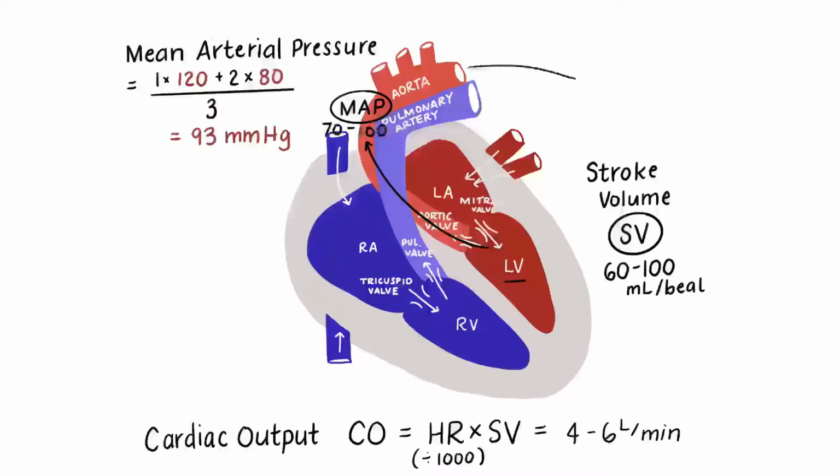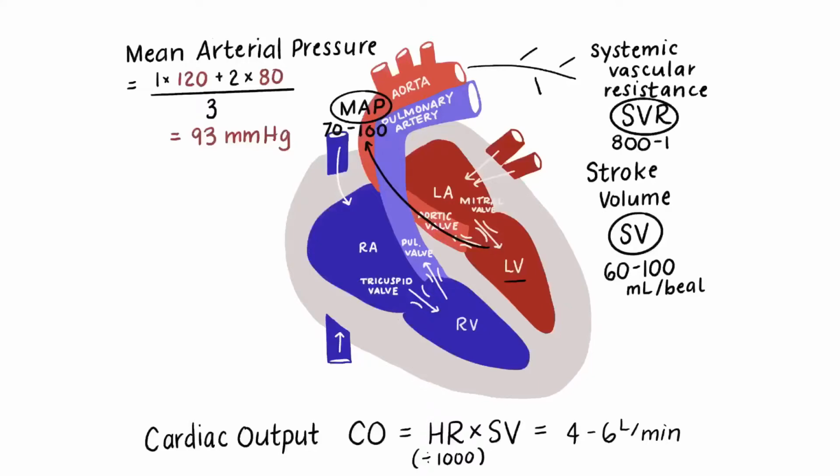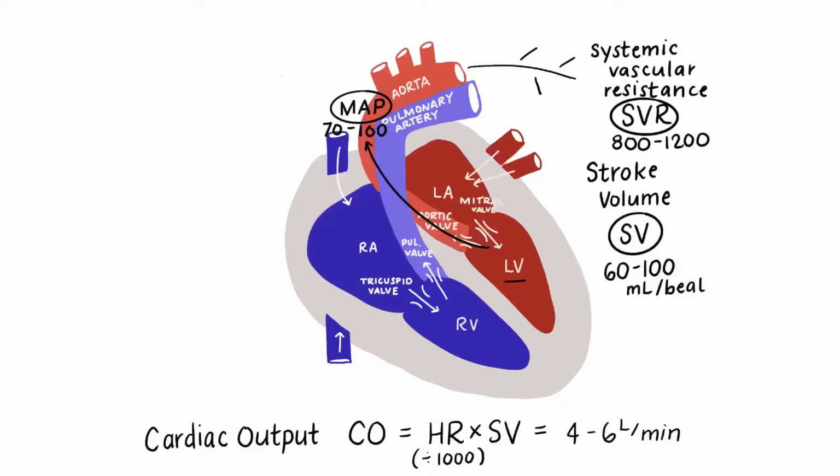Now let's move out beyond the aorta to the normal arterial system, or the systemic vascular system. What we're interested in there is what's the resistance that the heart now has to pump against. And that really represents the pressure in the arterial system, so all of those branches off of the aorta. Systemic vascular resistance is typically 800 to 1200.